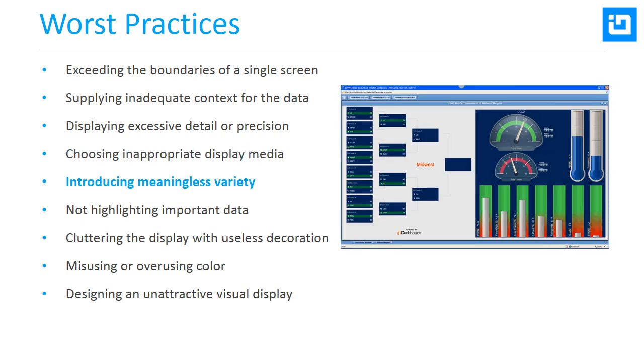Introducing meaningless variety, basically showing the same stuff in different ways for no reason, is also not something that you want to do because it just takes time for a viewer of a dashboard to understand what he or she is looking at. So here, for example, this is from the sports world, some statistics, and the same data is shown in 3 different ways: as a gauge, as a thermometer, and here kind of like a vertical bullet chart that grows here from the bottom.